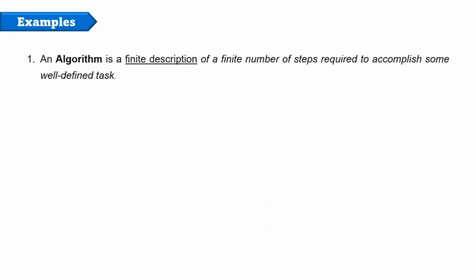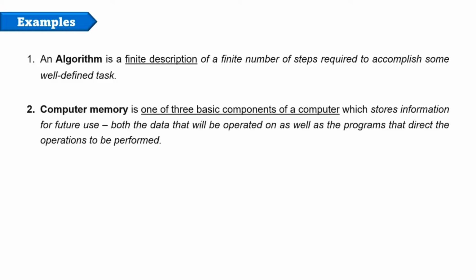Here are other examples. Take note that the word in boldface is the term defined. The underlined is the class to which the term belongs, and the italicized is the distinguishing characteristic. Number 1. An algorithm is a finite description of a finite number of steps required to accomplish some well-defined task.